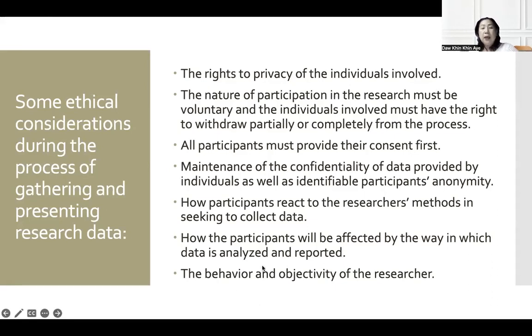Now, another one is that the nature of participation in the research must be voluntary, and the individuals involved must have the right to withdraw partially or completely from the process. That is what we need to do, because all participants must provide their consent first. Now, the process is like this.